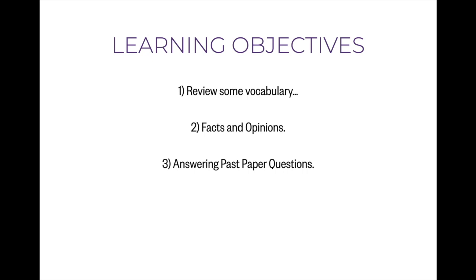The first thing that we're going to do, as always, is review some vocabulary and check your understanding. The second thing is we're going to look at facts and opinions, the difference between facts and opinions. This is important for your O-Level English Language, Paper 2, Summary Task. And the third thing is that you're going to answer some past paper questions using your newfound knowledge of opinions.